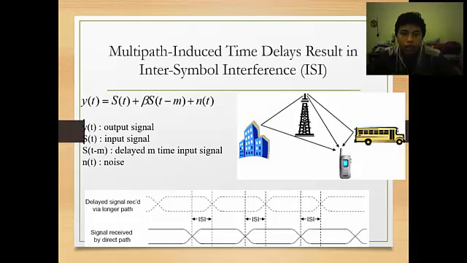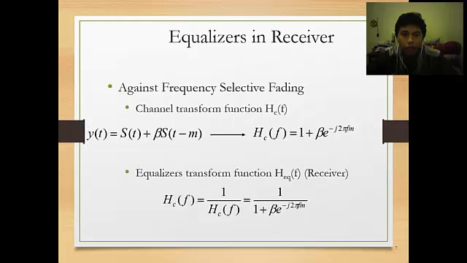Multipath induced time delays result in inter-symbol interference, or ISI. With this, an equalizer in the receiver works against frequency selective fading by cancelling the transfer function.